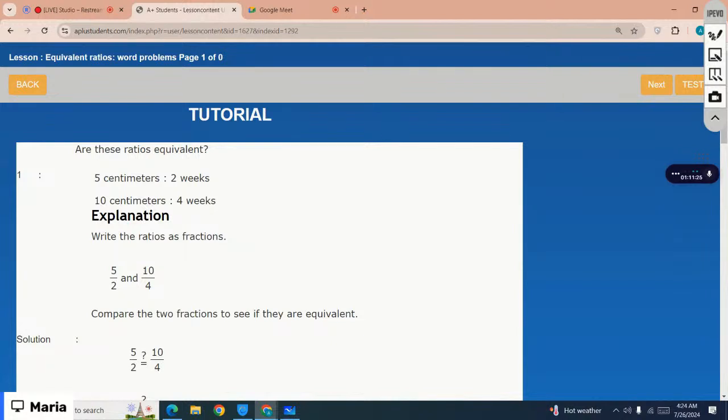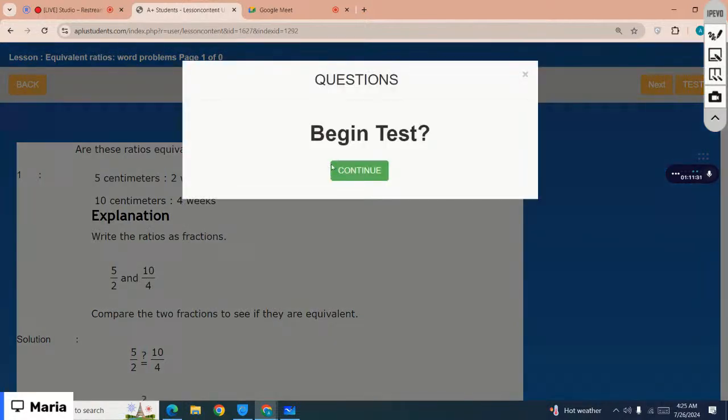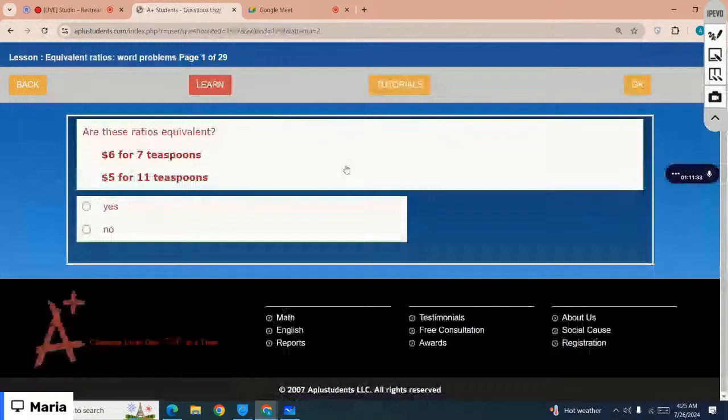They are equivalent, right? 5 to 2 and 10 to 4, they are equivalent. Let's just start with the test questions. Are these ratios equivalent? 6 to 7 teaspoons and 5 to 11 teaspoons. So now you have to use your notebook and pencil, right?